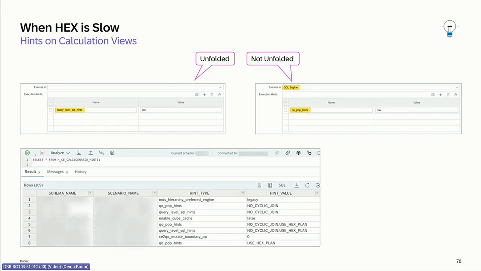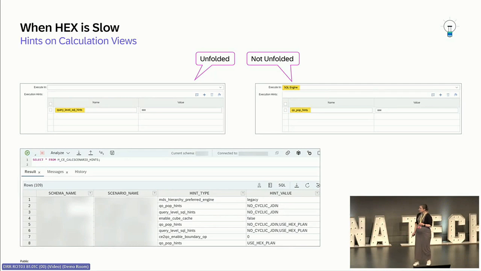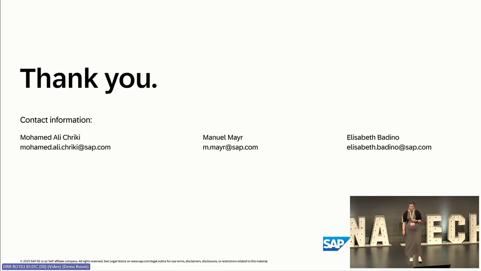Just bear in mind that if you have an unfolded calculation view, you need to use the query level SQL hints. And if the calculation view is not unfolded, then you need to add them as Q or pop hints and execute in the SQL engine. With that, I hope there was something that you could take away from it, and the slides will be made available later. Thank you for listening.